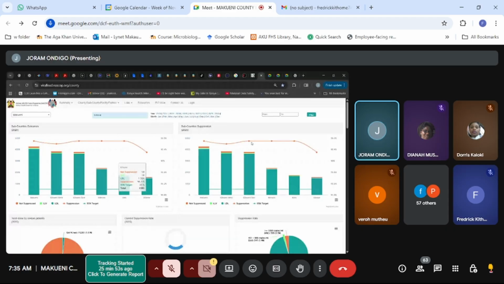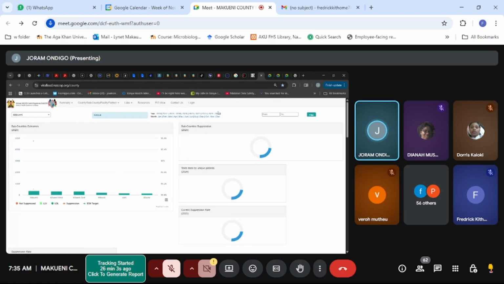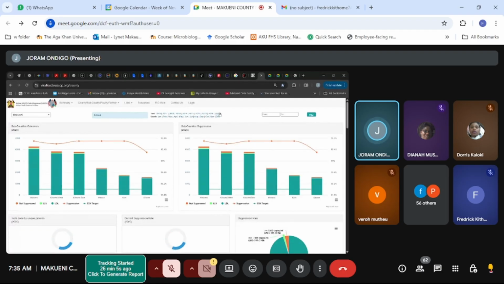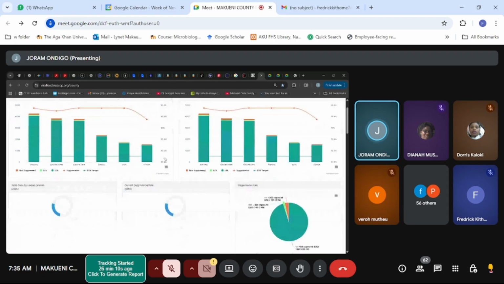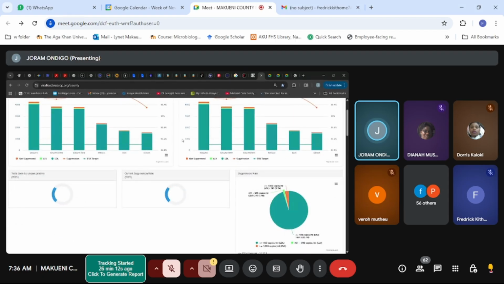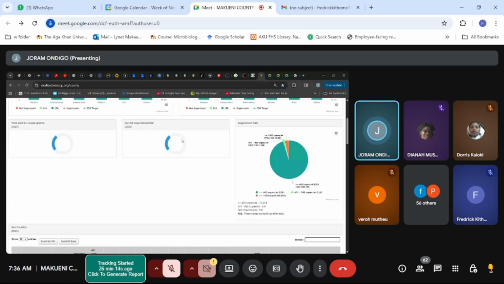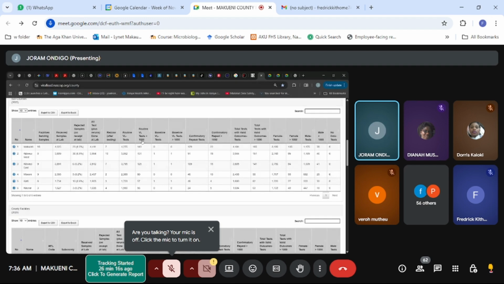But there's something that I had not told you. You also have to select the period you are looking at. Of course, we have selected this and we are looking at 2025 for Makueni. So we have clicked just 2025. So when you have clicked 2025, that is the numbers. So once you have reached there, you come to this bit here.